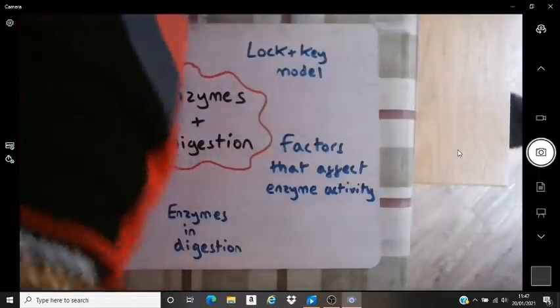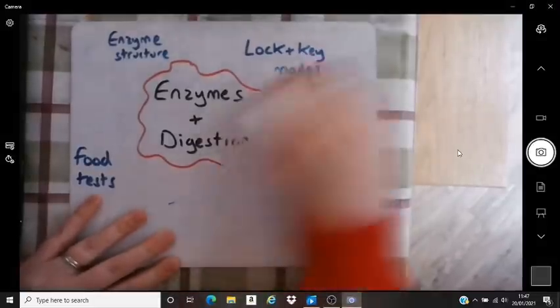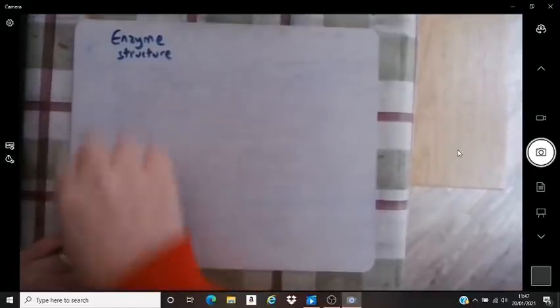So, first thing to focus on is, what is an enzyme? What's its job? And how does it actually go about doing its job in the way that we want it to?